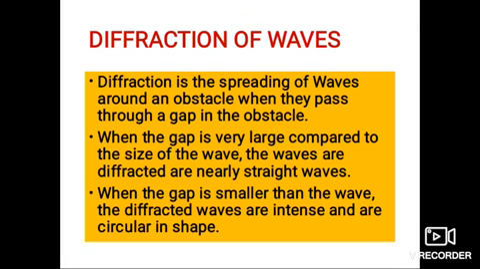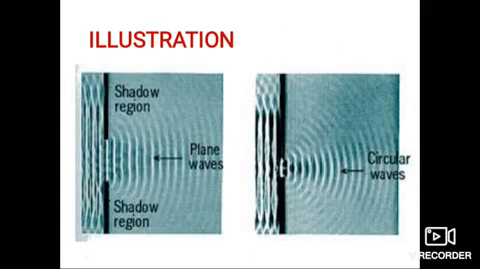So in summary, when the gap is very large compared to the size of the waves, the waves are diffracted nearly as straight waves. And when the gap is smaller than the wave, the diffracted waves are circular in nature and they are very intense. That means there will be very many here. And that explains why if you allow a small hole on a woofer, the sound that you hear is larger than the original sound because of this.